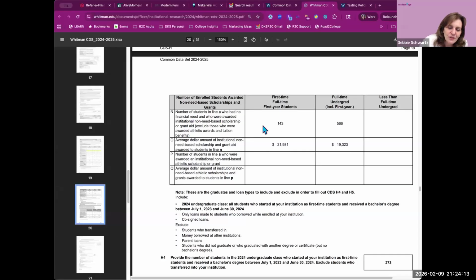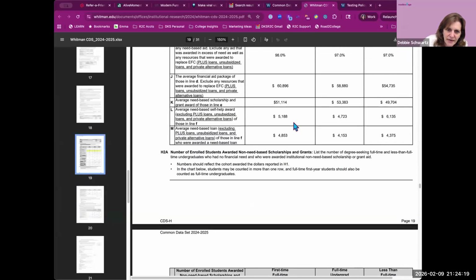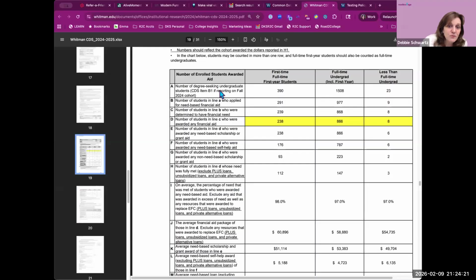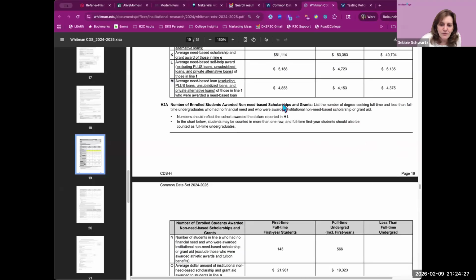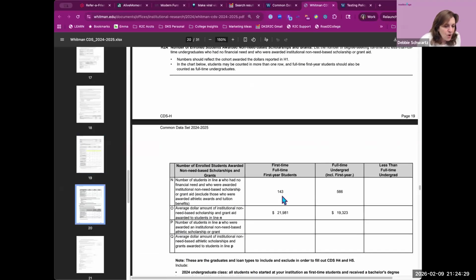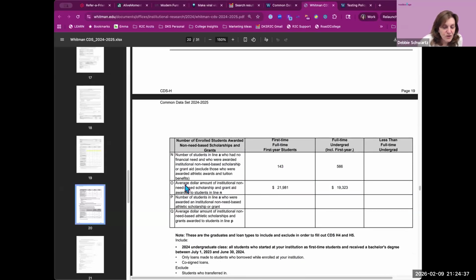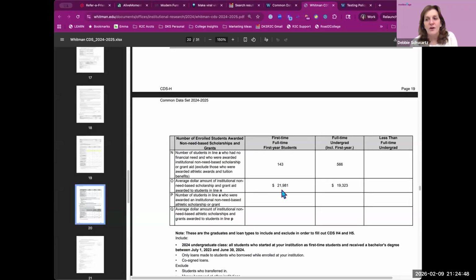So the number of students who were awarded merit scholarships was 143. Let's see how many students there was in line A. Line A was 390. These 390 were the number of freshmen who enrolled. And of those freshmen, 143 were offered merit scholarships because they didn't have any need-based aid. And on average, the amount of merit scholarships that those students received was, let's say, just under $22,000. So this is where the merit scholarship information comes from.